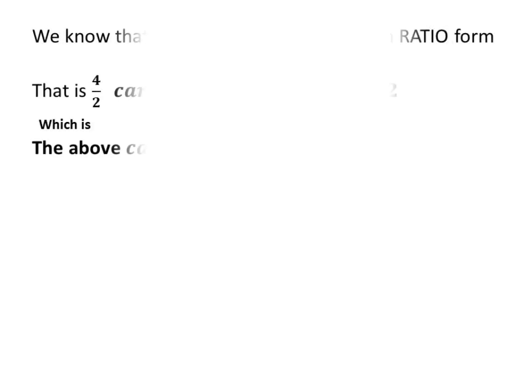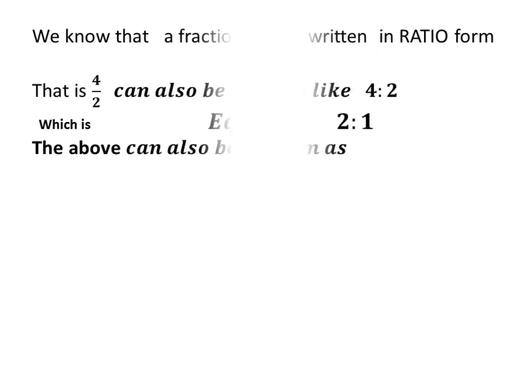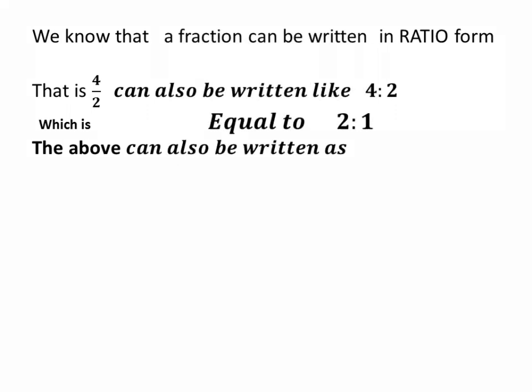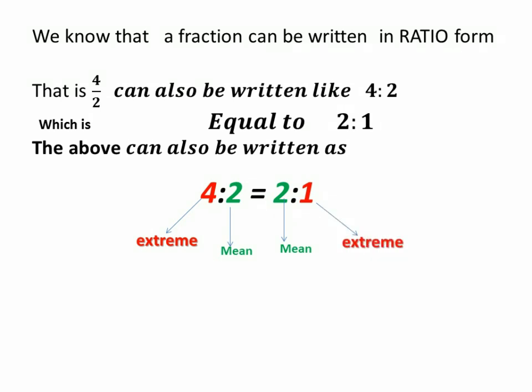We know that a fraction can be written in ratio form, that is, 4/2 can also be written as 4:2, which is equal to 2:1. The above can also be written as 4:2 equals 2:1. Here the numbers at the ends, or the extreme positions, that is 4 and 1, highlighted in red, are the extremes, and the numbers in the middle, highlighted in green, are the means.